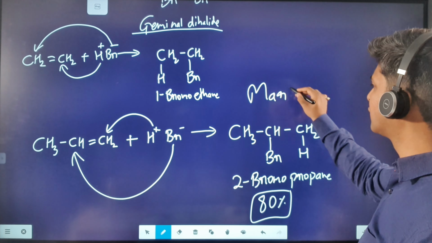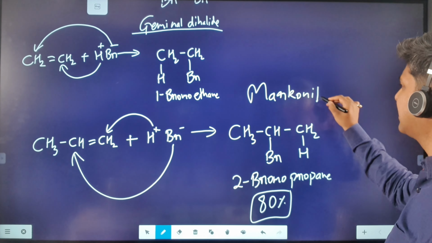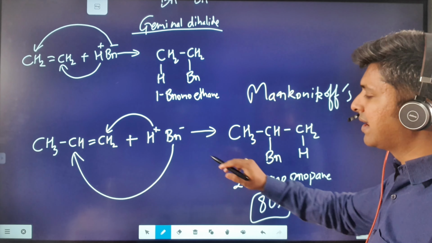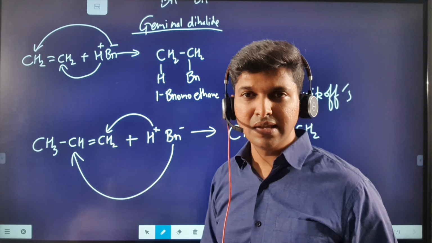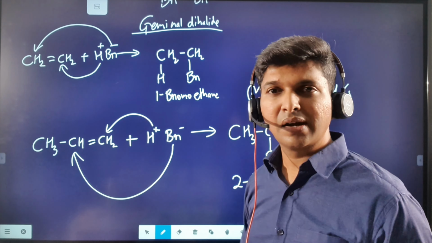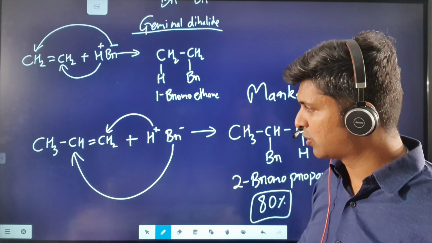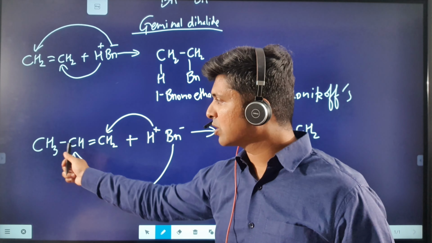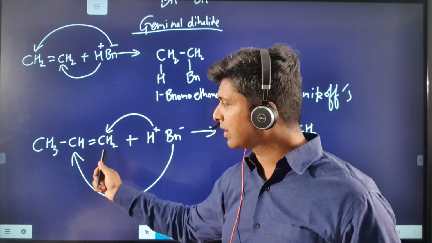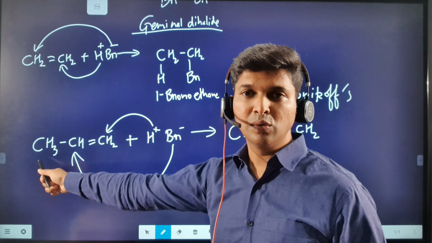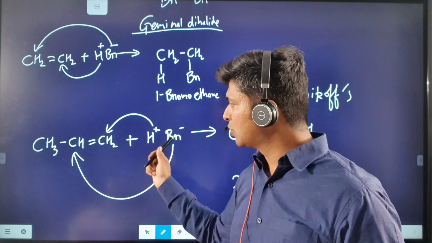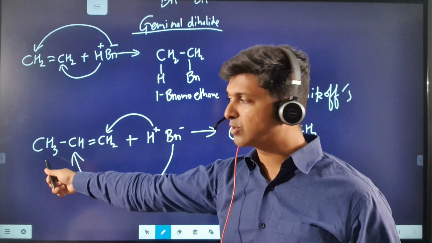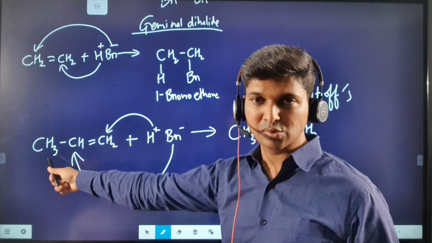What does Markovnikov's rule say? It says that the negative part should get attached to the carbon having least number of hydrogens, and the positive part should get attached to the carbon having the most number of hydrogens. Now you must be thinking that, sir, this is having even more number of hydrogens, but it is not sharing a double bond, right? So we will not involve this carbon in the reaction. Okay, so you will not attach anything to this carbon because it's saturated. Although it's having more number of hydrogens, it's not attached to the double bond, so it's not associated with this.